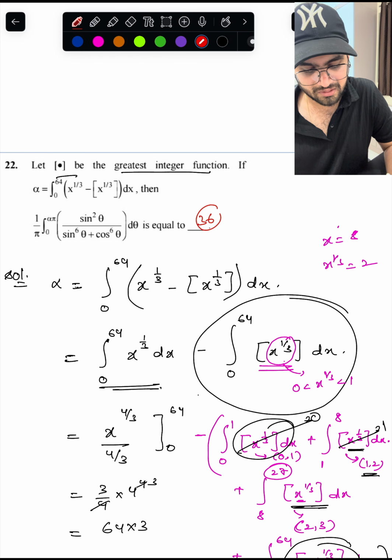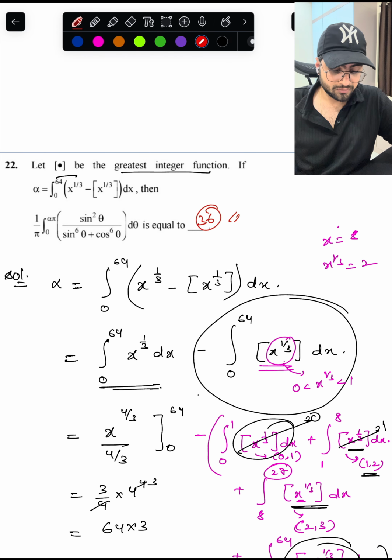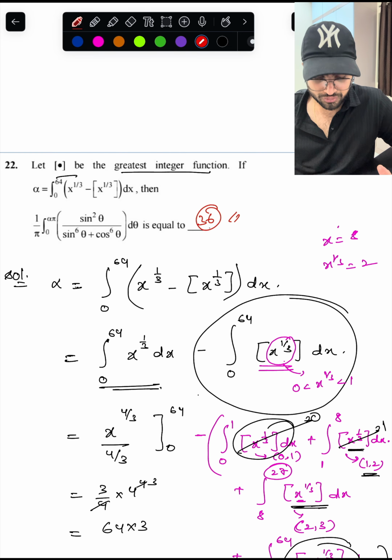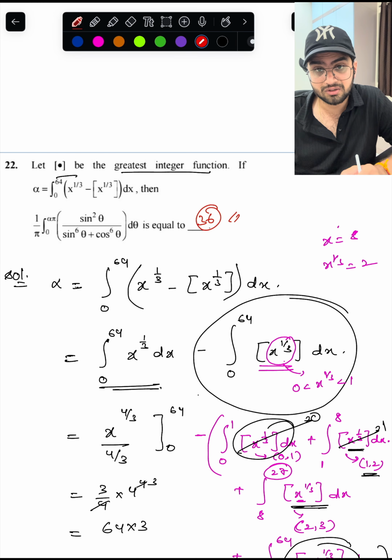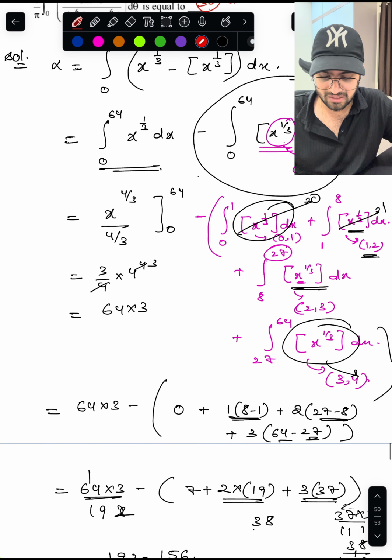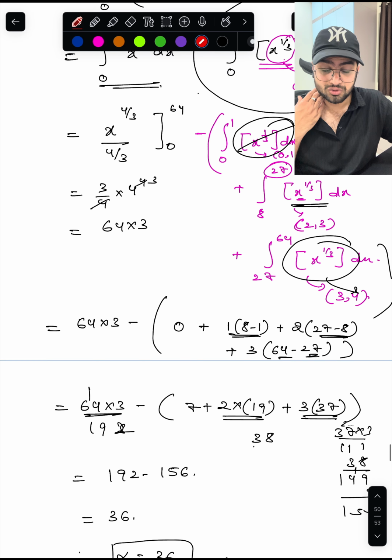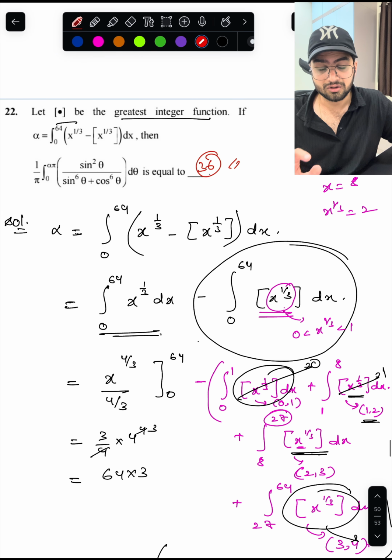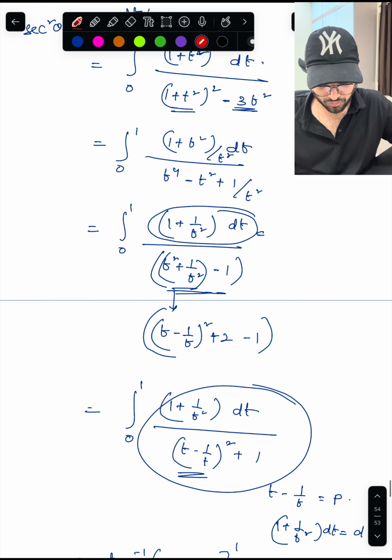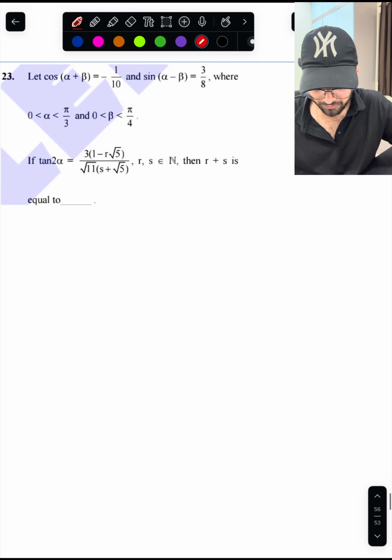Yes, of course, it's a lengthy question. You should be leaving these kinds of questions while writing the examinations. Don't waste your time on this kind of lengthy question, but it's always good to learn the questions. The answer is 36, right? My advice is don't ever touch these kinds of questions while writing the examination. Okay, keep that in your mind. So let's move to 23rd question.